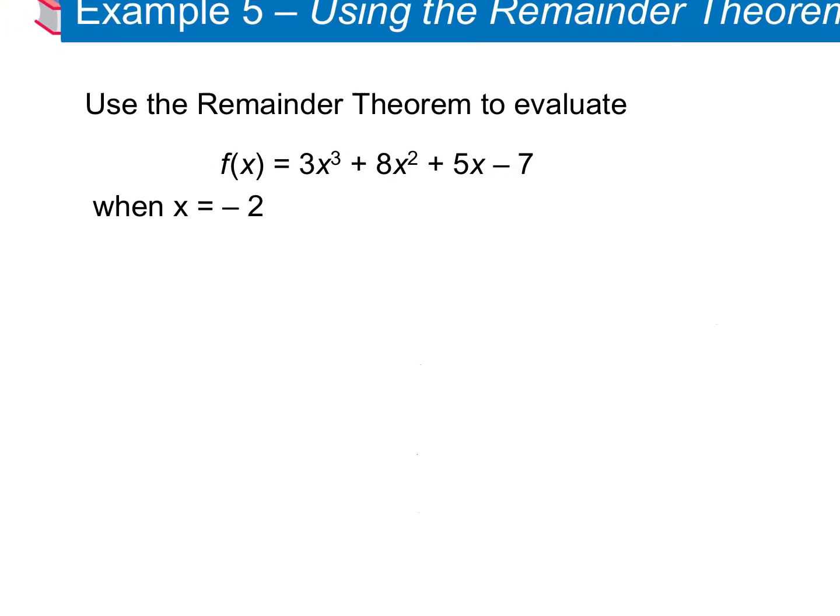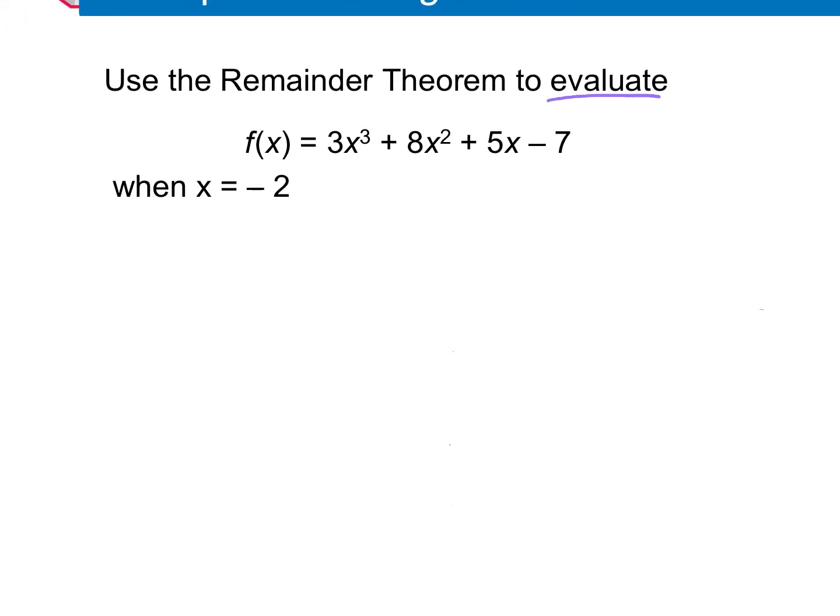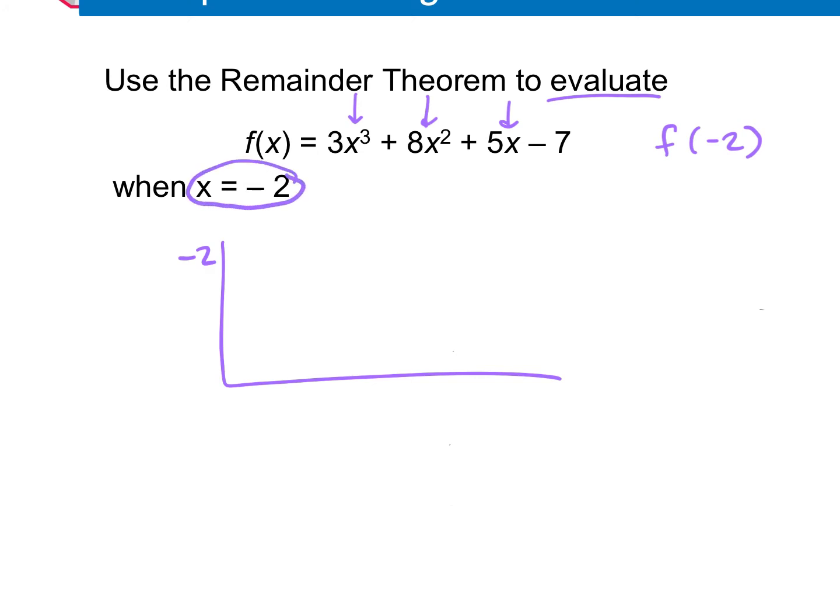So here, it says use the remainder theorem to evaluate. We're not being asked to divide here, we just evaluate. So I could take negative 2 and plug it into all of my x's and find what f of negative 2 is. Or I could use synthetic division and find whatever my remainder is. That would be the answer I would get as if I had just plugged it in. So what number goes on the outside of my box? Negative 2. Here you don't change the sign because it says x is equal to negative 2.